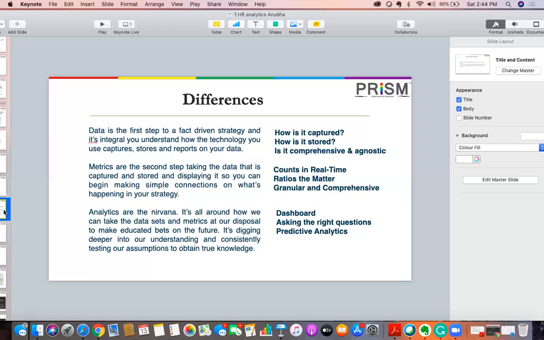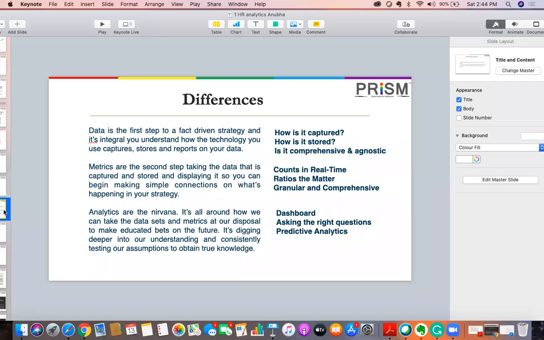This is what we are focusing on in real time. The ratio that matters is the secondary value, and it is a simple ratio between two data points. For instance, candidate drop-off is the relationship between the number of candidates who complete one step and those who complete the next one.